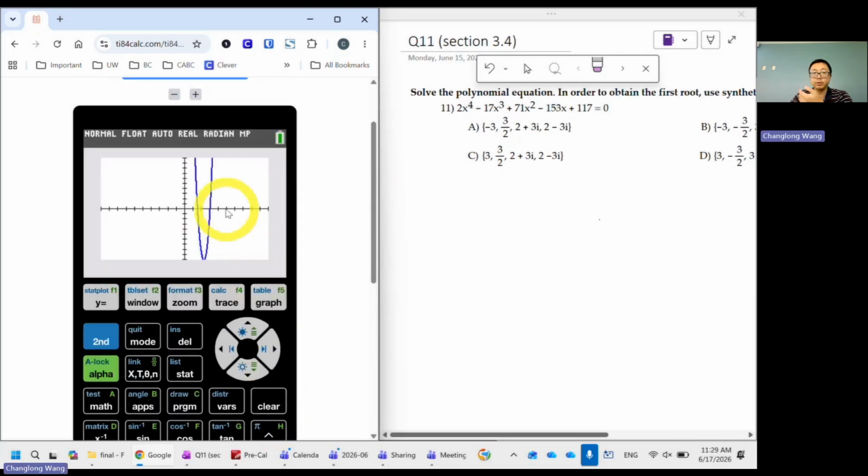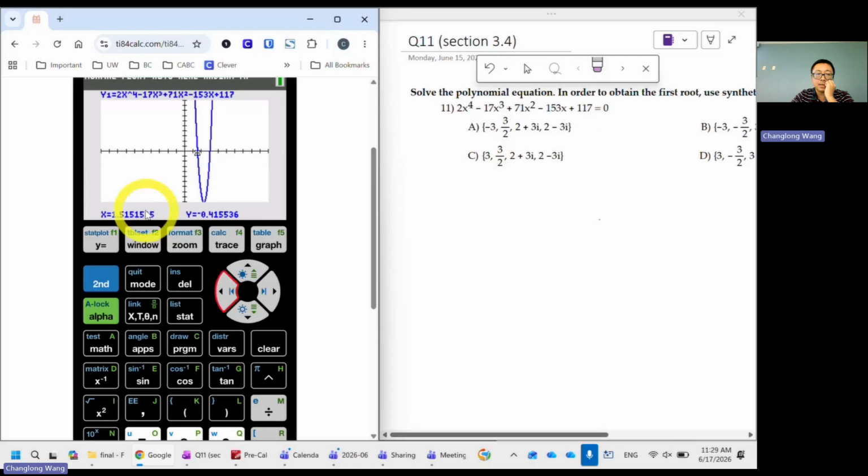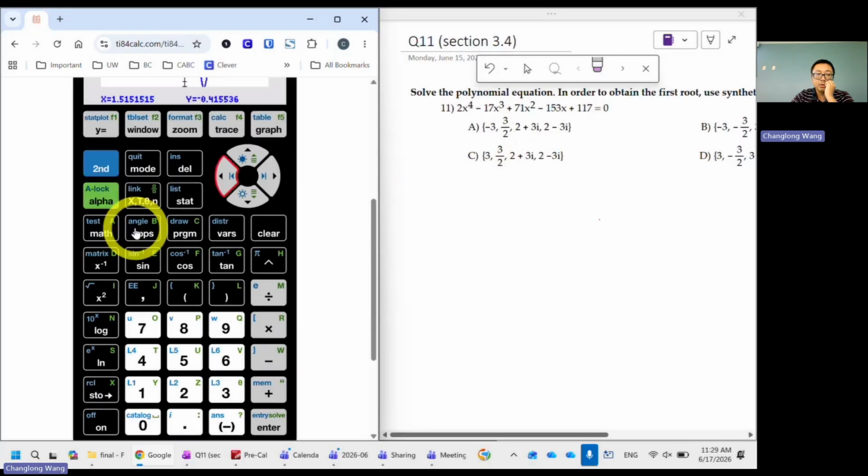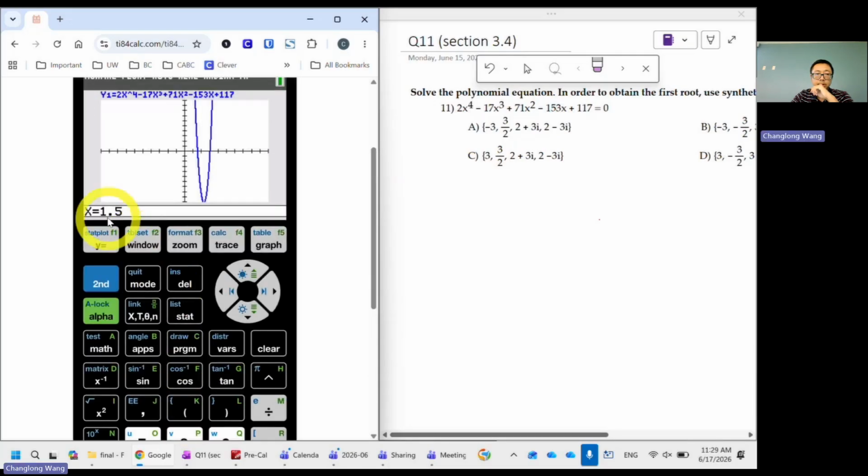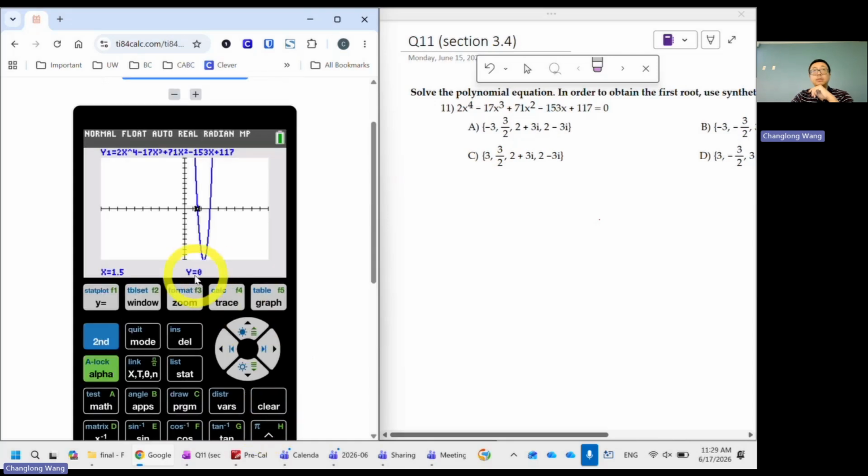Okay, so I do see 2 zeros, right? So you can trace to see if you have a 0 somewhere around, oh, I see that it's probably 1.5, right? So if you want to see if 1.5 is going to be exactly the 0, you can type in 1.5 under the trace mode. It's going to go to exactly that point with x to be 1.5. Hit enter. It tells you that y is equal to 0, right?